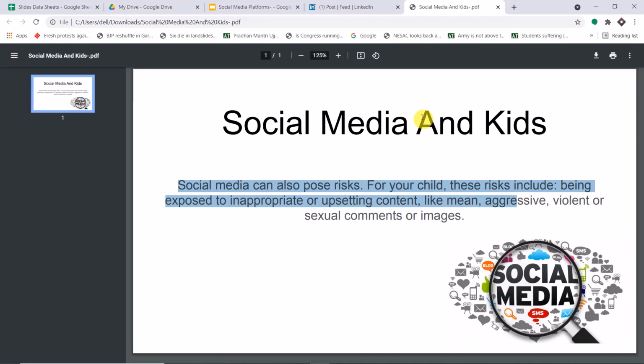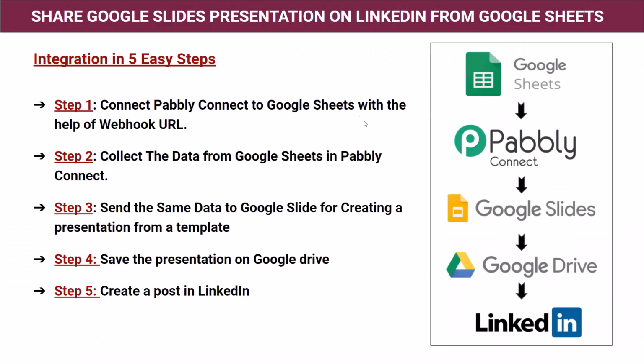Now before I show you the steps of integrating these platforms, let me just show you a small perspective of how this integration will be performed. Okay, so these are the steps that we have to follow. Now in step 1, you are going to integrate Google Sheets and Pabbly Connect with the help of webhook URL. So basically you're just going to copy the webhook URL from Pabbly Connect and paste it into your Google Sheets. Now after that you are going to create a dummy row in Google Sheets, and the data of that dummy row will automatically be available in Pabbly Connect.